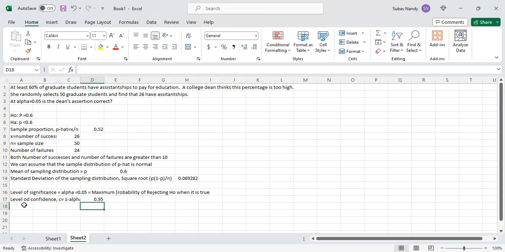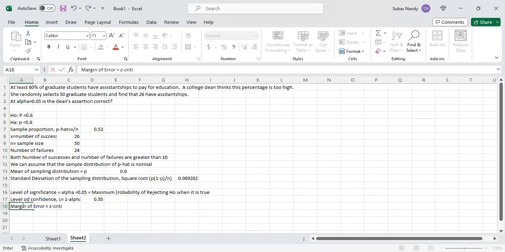So we will use the formula for the 95% confidence interval for the population proportion. For that, we can calculate the margin of error, which is equal to the Z critical value for 95% multiplied by the standard deviation of the sampling distribution.